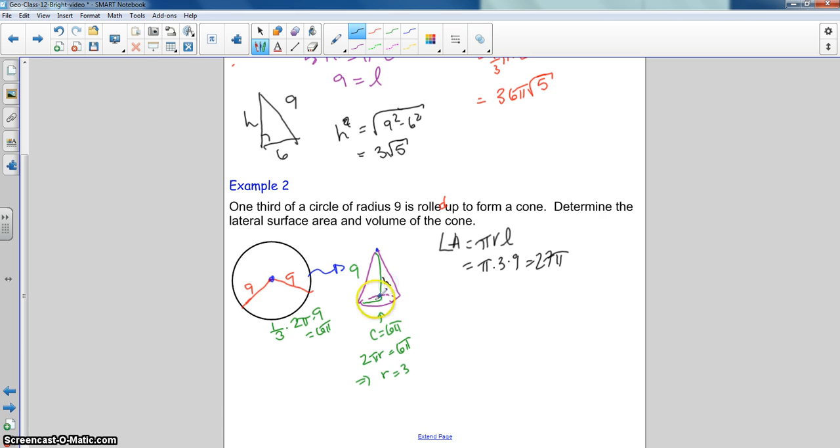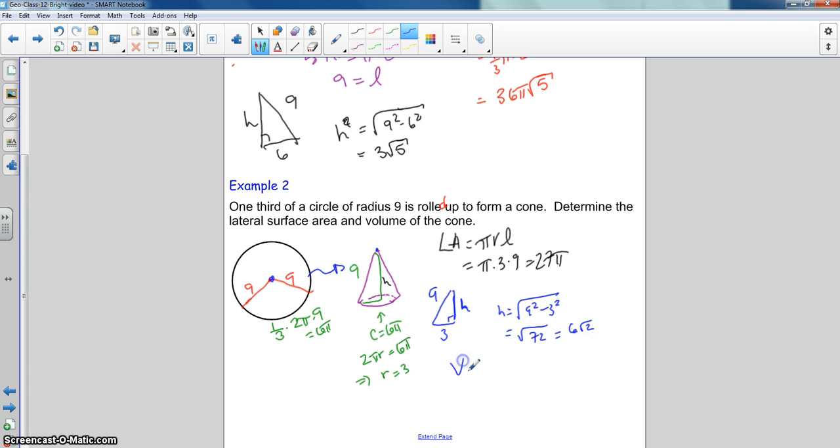Alright, and now for the volume, I need one more dimension. I need this height dimension. So again, I can use the Pythagorean Theorem to determine that quantity. Slant height is 9, radius is 3, and I want to determine the height, h. So height is going to equal the square root of 9 squared minus 3 squared. So this is going to be the square root of 72. Okay, and after simplification, that is just 6 square root 2.